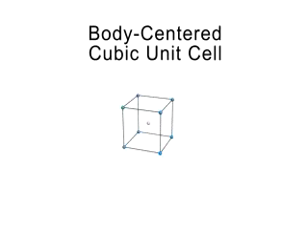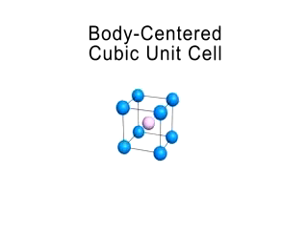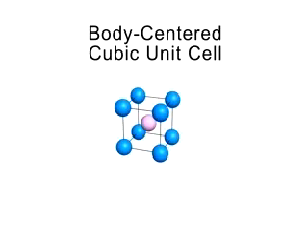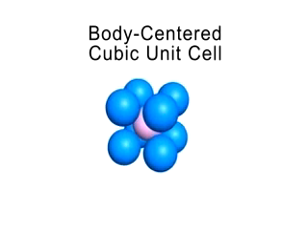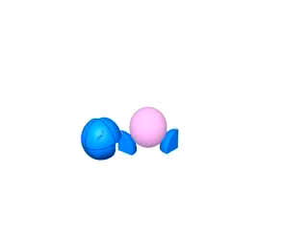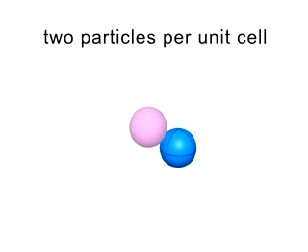The body-centered cubic unit cell has a particle at each corner and one in the center, which is colored pink to make it easier to see. With full-size spheres, you can see that the particles don't touch along the edges of the cube, but each corner particle does touch the one in the center. The actual unit cell consists of portions of the corner particles and the whole one in the center. 8/8 give 1 particle, and the one in the center gives another for a total of 2 particles.